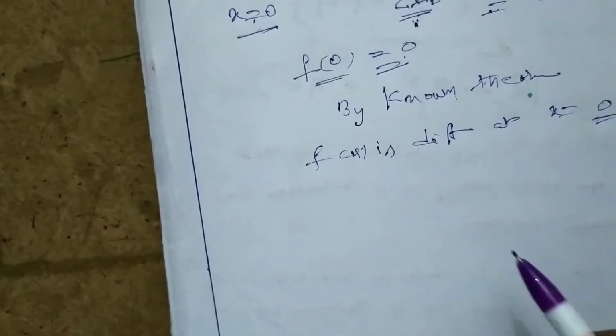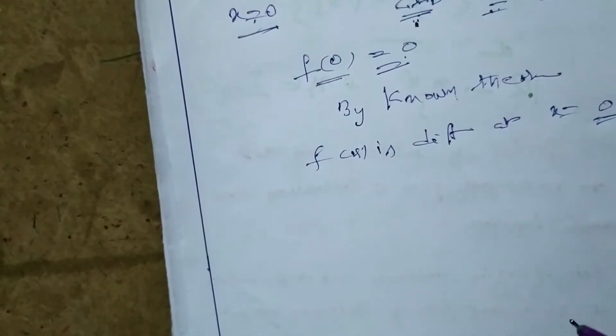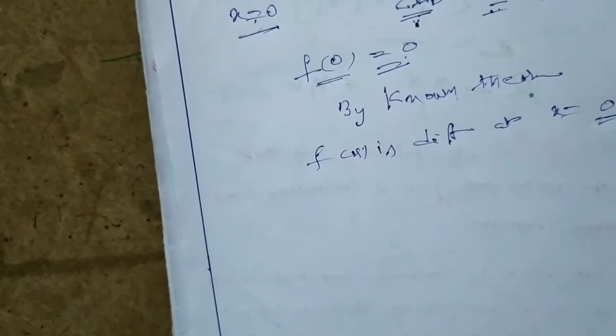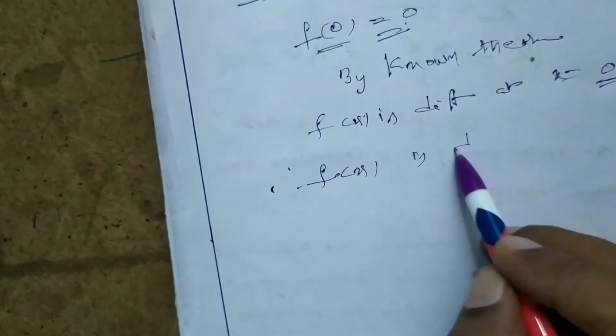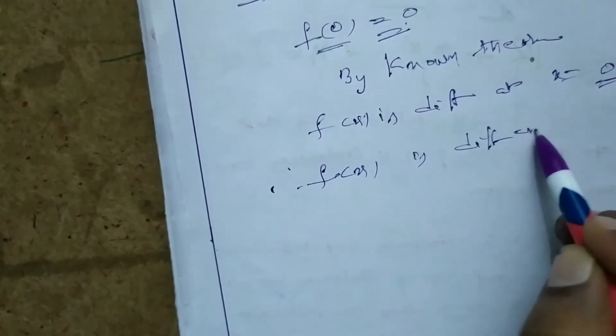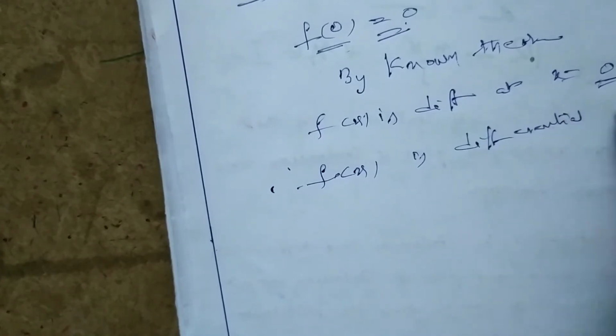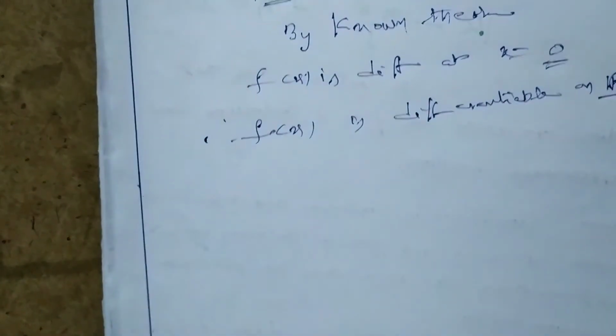What can you say about other points in R? Except 0, both functions are continuous and differentiable. So therefore f of x is differentiable on R. Let's try another example.